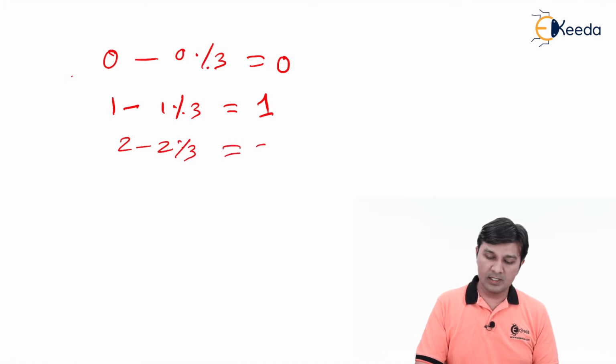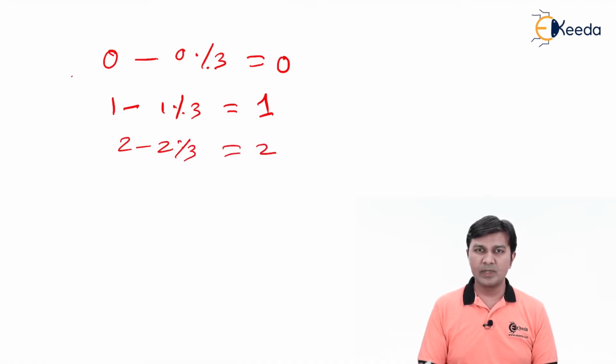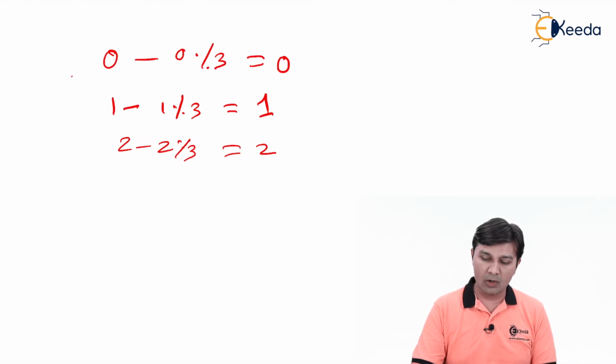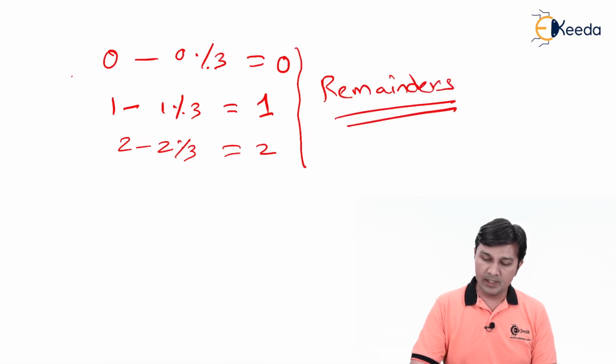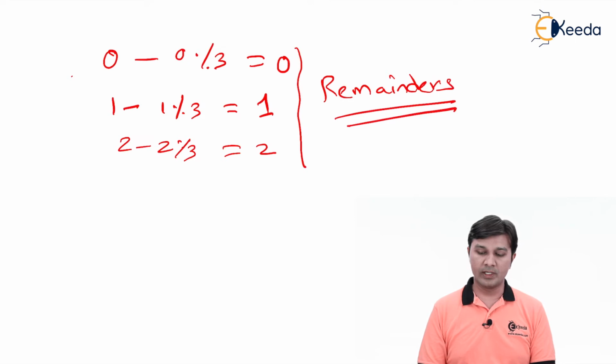2 mod 3 is going to give me the remainder as 2. So basically I am going to keep a track of my remainders in my RHS. So I say all my remainders are going to be kept a track of over here. Now let me consider one more number.